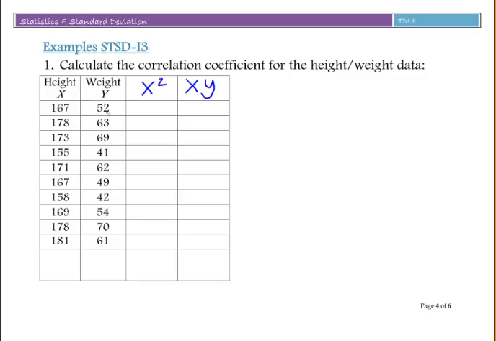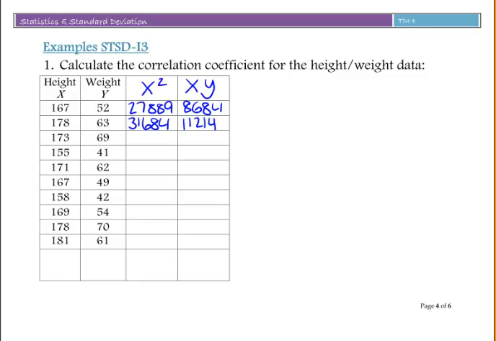So x squared is going to be 167 squared, which is 27889. X times y is 167 times 52, which is 8684. So next, we've got 178 squared, which is 31684, and xy becomes 178 times 63, which is 11214.